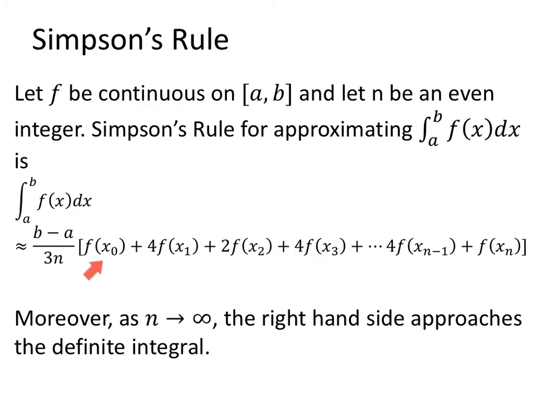So we alternate. The endpoints are not multiplied by anything, but then we multiply with coefficients of 4, 2, 4, 2, 4, and so on. And that's why our n value has to be an even integer, so our pattern works out. As n gets larger, the more subintervals we have, the right-hand side approaches the value of the definite integral. So if you want a better approximation, use more subintervals.